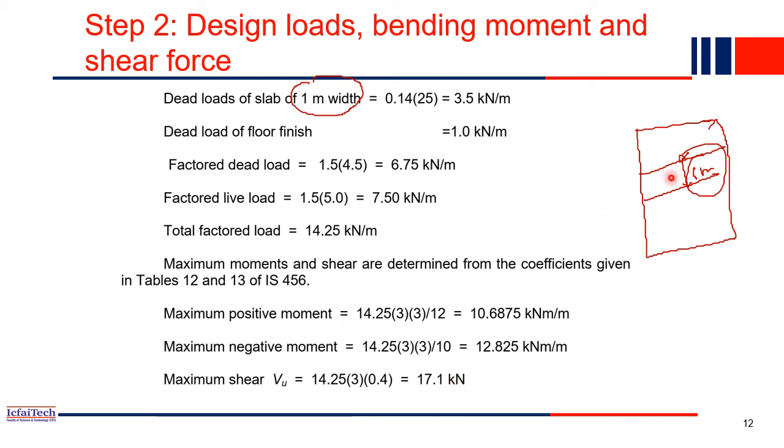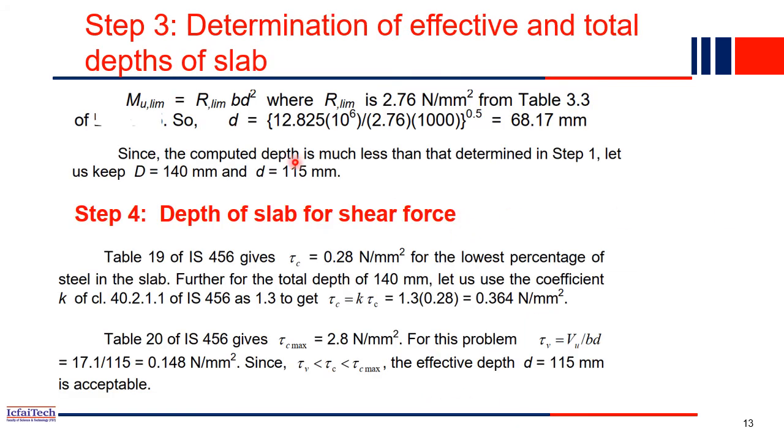So now in this slab, basically the maximum positive bending moment is this much, the maximum negative bending moment near the support is this much, and the maximum shear force is this much. So whatever design we make, our slab should withstand this much bending moment and this much shear force. Now step 3 is determination of effective and total depth of slab.